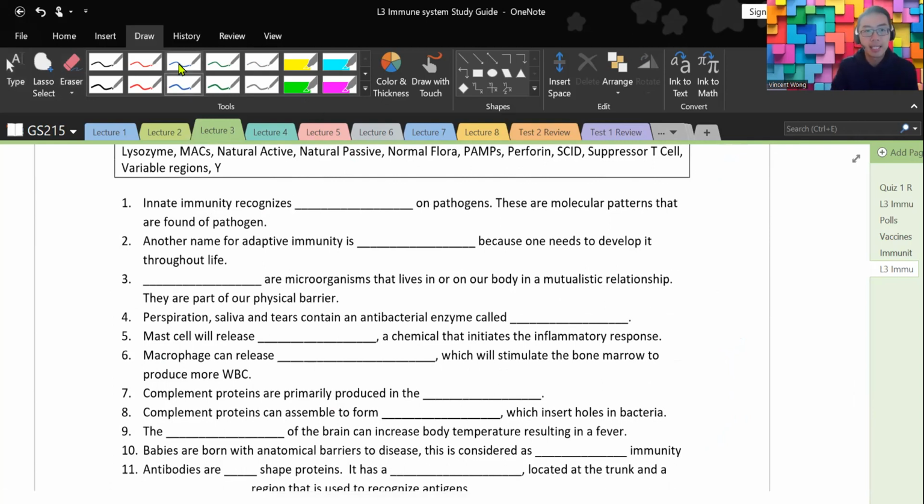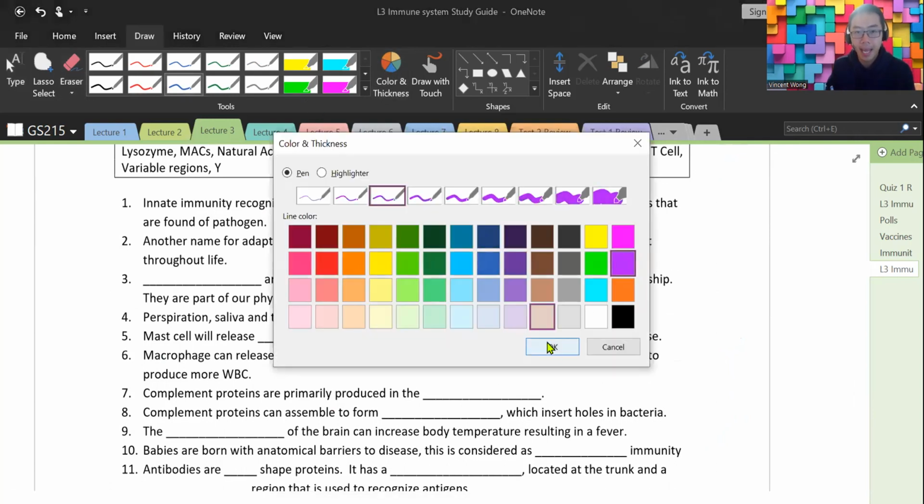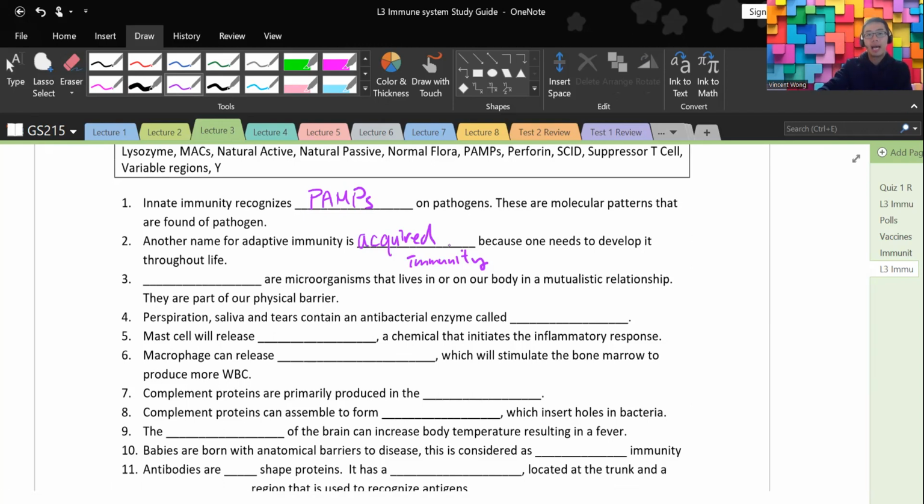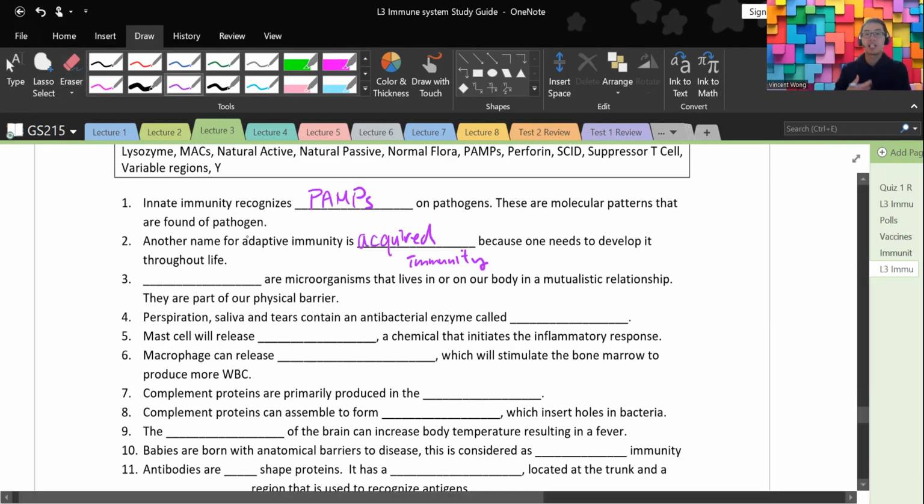Innate immunity recognizes PAMPs, pathogen associated molecular patterns. Another name for adaptive immunity is acquired immunity, because you're not born with it. Okay, you're born with the potential to create it, but in order for you to actually get it up and running, you have to be exposed to the antigen, right?